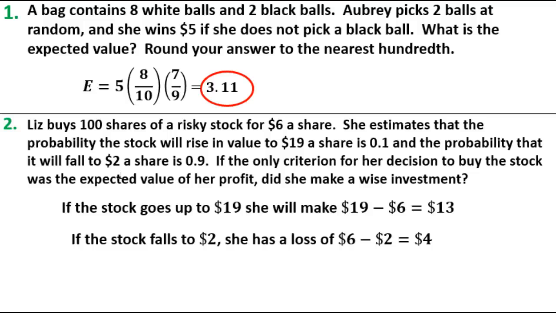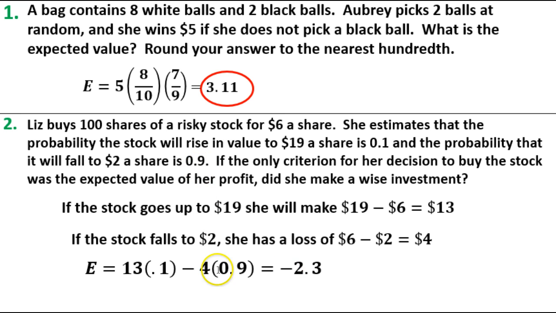So now, using our expected value formula, we're going to plug all that in. So here's what we've got here. This 13 right here is the expected payout. That's if it goes up, times 0.1. 0.1 is what we got right here. This was our probability that the shares were going to go up $13 each. Then this $4 is a loss. She loses $4. So that's why we subtract 4 here, times the probability that's going to happen, which is 0.9.